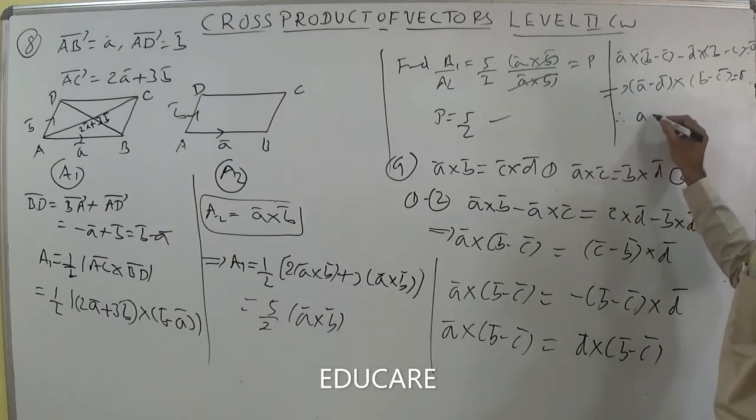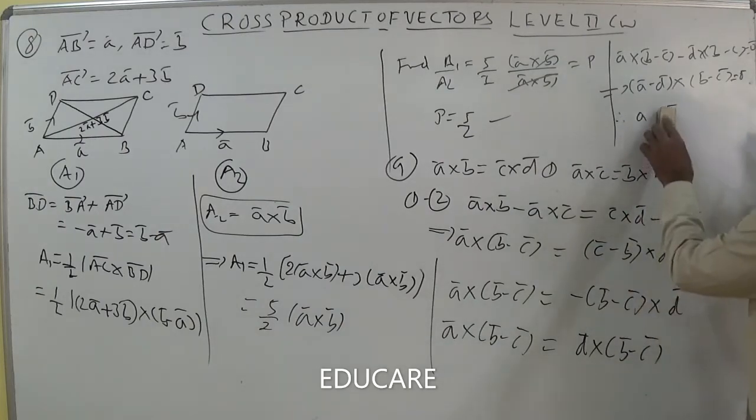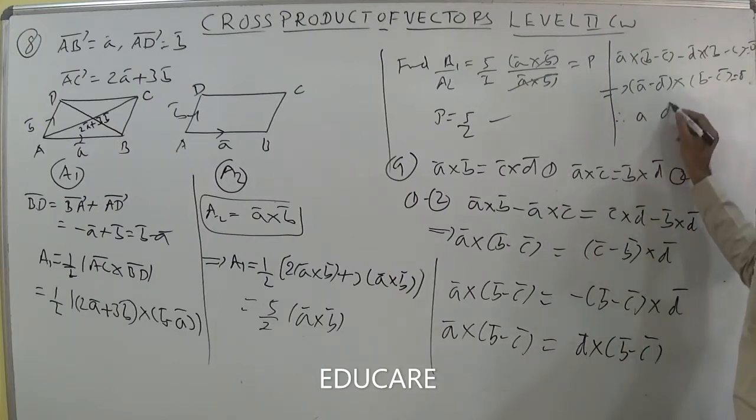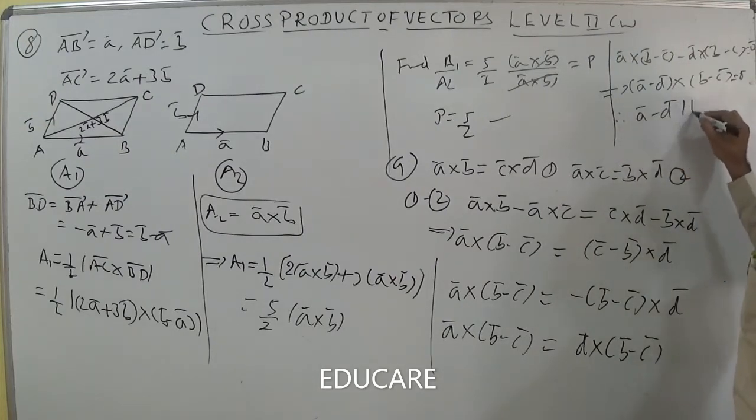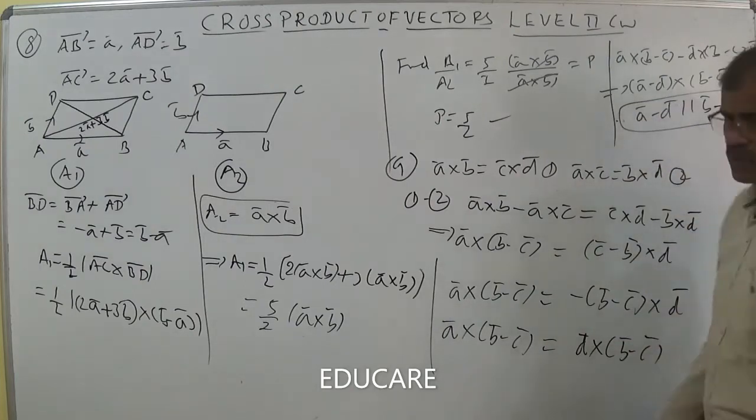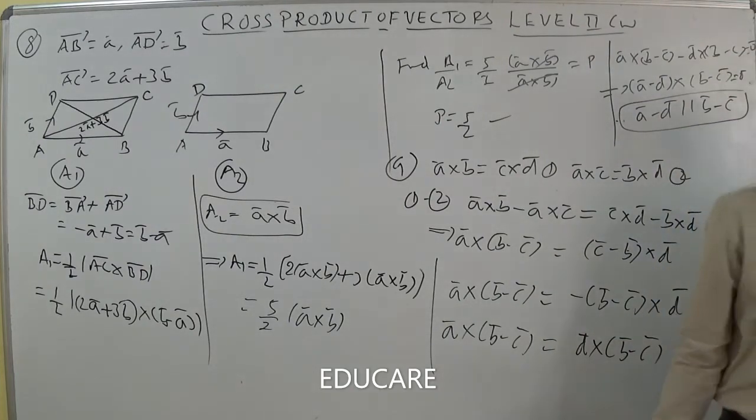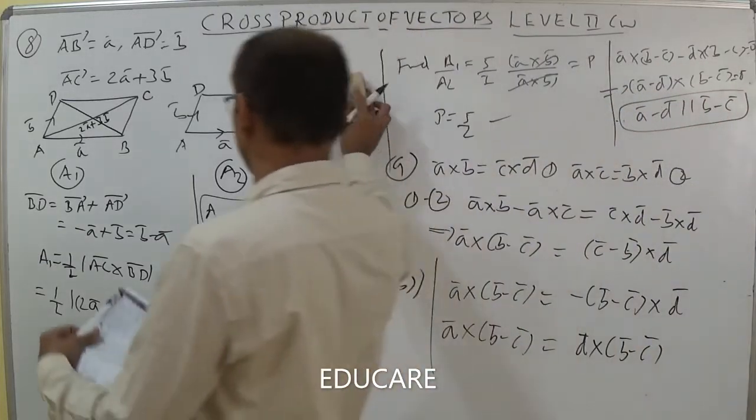So we can say that whenever the cross product of two vectors is 0, then A bar minus D bar is parallel to B bar minus C bar. A bar minus D bar parallel to B bar minus C bar. Okay, first option we got.